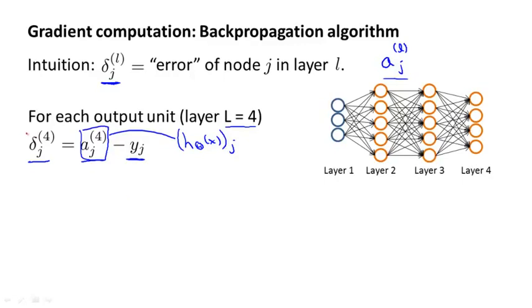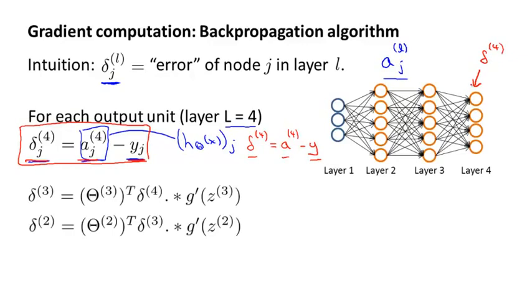And by the way, if you think of delta, a, and y as vectors, then you can also take this and come up with a vectorized implementation of it, which is just delta4 gets set as a4 minus y, where each of these, delta4, a4, and y, is a vector whose dimension is equal to the number of output units in our network. So we've now computed the error terms delta4 for our network.